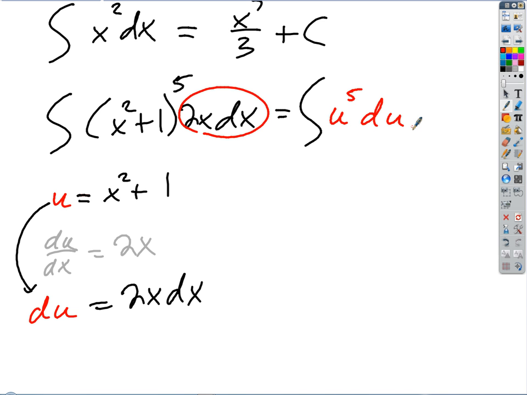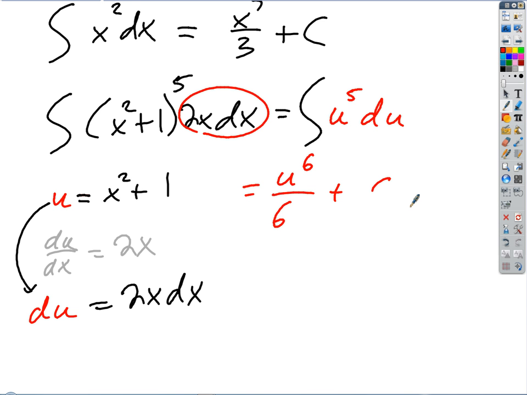What's the answer to that one? You know that one. That's just a straight power rule, right? That fits our standard forms. What's the antiderivative, or we'll start calling it the integral. What's the integral of u to the 5th du? Okay, u to the 6 over 6 plus some constant, right? So we get for our answer, there it is, that's our answer.